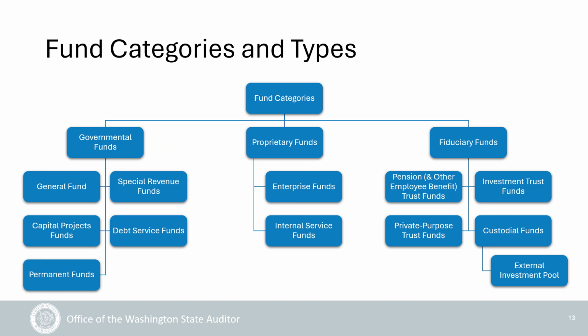We know what a fund is and why we use funds. Now let's discuss the different categories and types of funds. There are 3 categories of funds and 11 different types of funds in those categories. We will go into greater detail for each type of fund and each category, but this is a general overview of how funds are related.